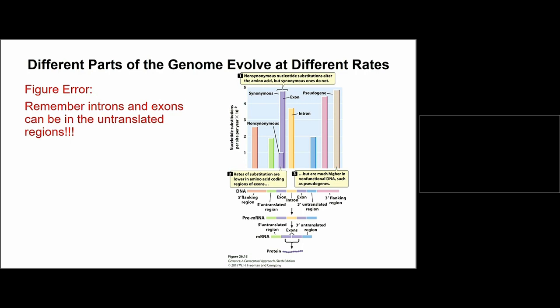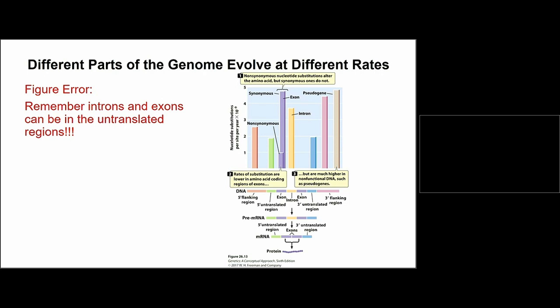Mutations in the intron, those are pretty well tolerated because the intron's mostly not important stuff. There is some important stuff, but not much, right? But the lowest mutation rate is in the exons. I did want to mention here that sometimes you can have introns in your untranslated region, and that's not super evident from this picture. All right, questions about mutation rates?